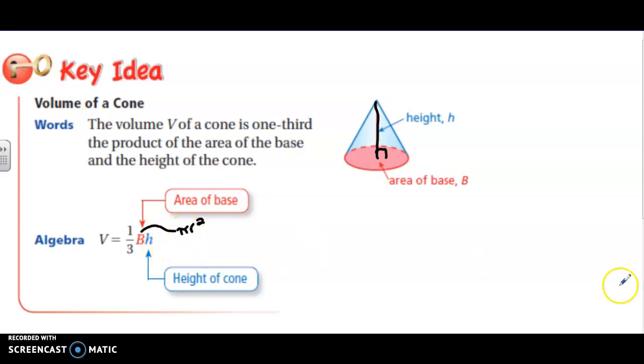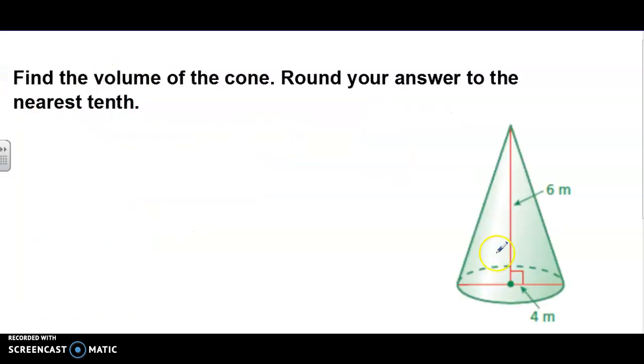So using this formula, let's answer some questions. It says, find the volume of the cone, round your answer to the nearest tenth. I need a couple of things here because I know that the volume is 1/3 times the area of the base, which is pi r squared, times the height. So it looks like I need the radius and I need the height. What's my radius? It looks like I have an arrow here with a 4 pointing to this line. So is this line my radius?